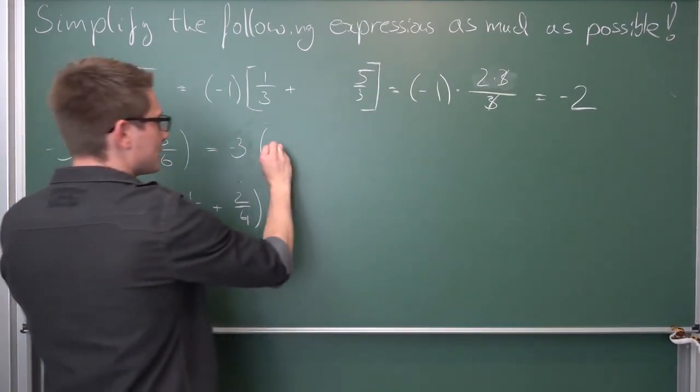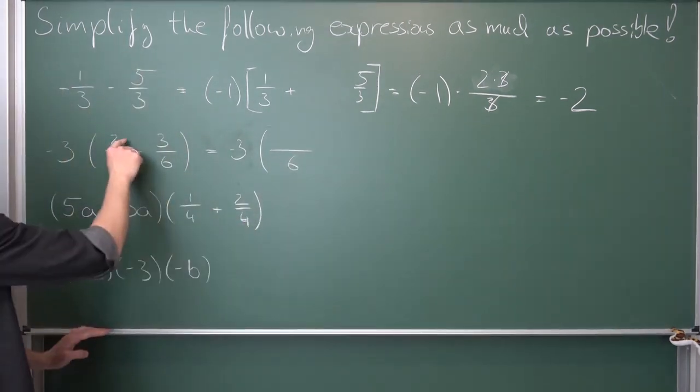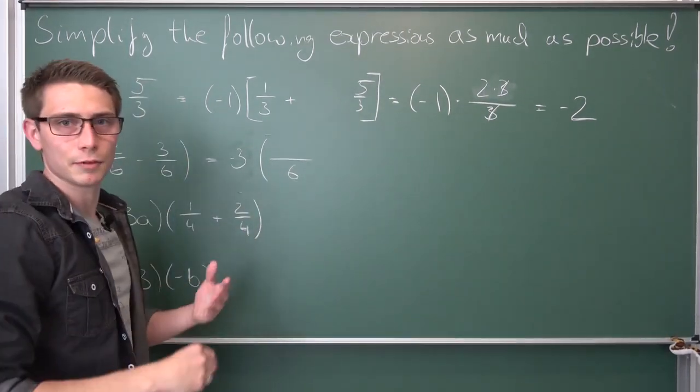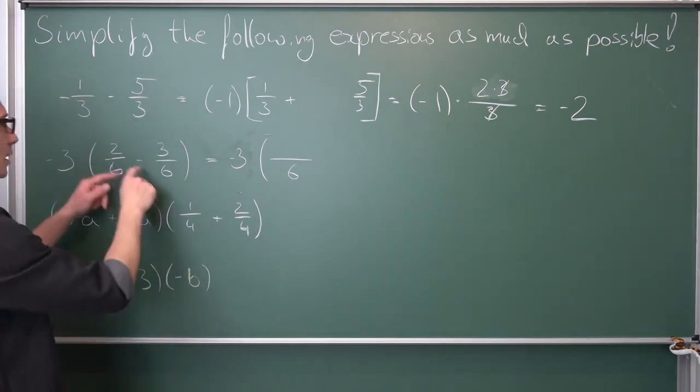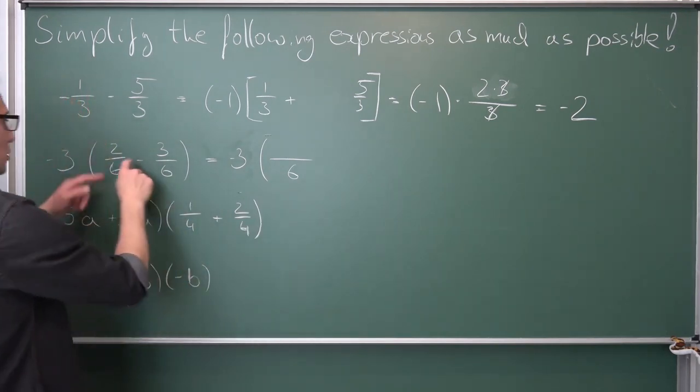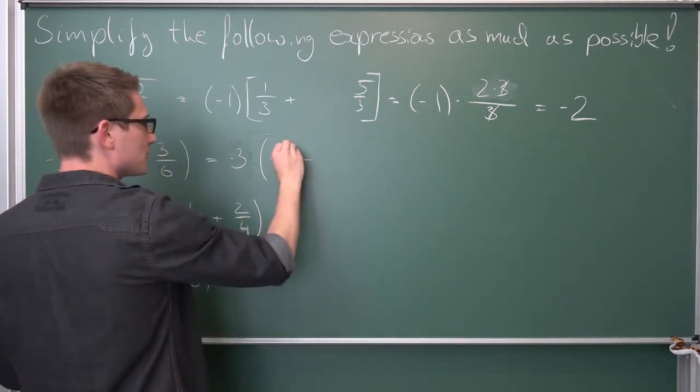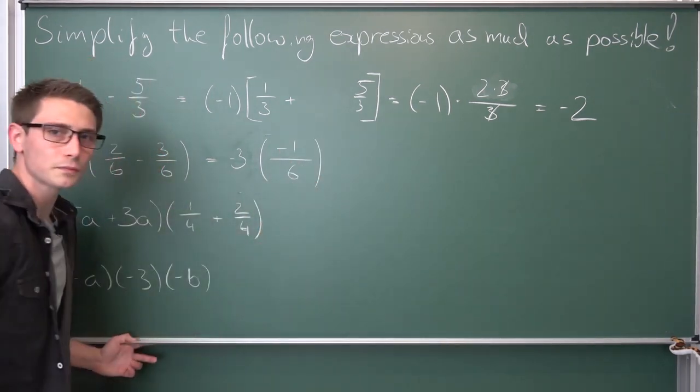We have the same denominator, that's the easy case. And then 2, and it doesn't matter if you have a plus or a negative sign there, you're just going to add it or subtract it together. So 2 minus 3 is going to give us negative 1.